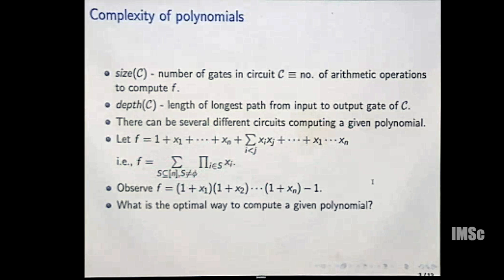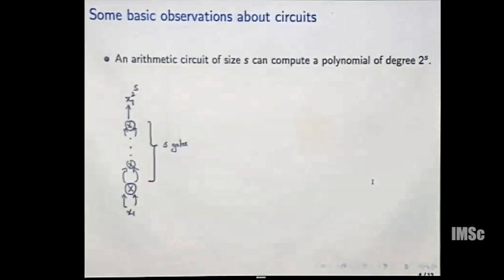So now you can ask, what is the best way to compute a given polynomial? If I give you a polynomial, what is the smallest circuit for it? Maybe even this is not clear. How do you show that? So let's see some basic observations about circuits. The first thing is a circuit of size s can compute polynomials of degree like 2 to the s by repeated squaring. So this is x1 square, x1 power 4, and so on up to x1 to the 2 to the s.